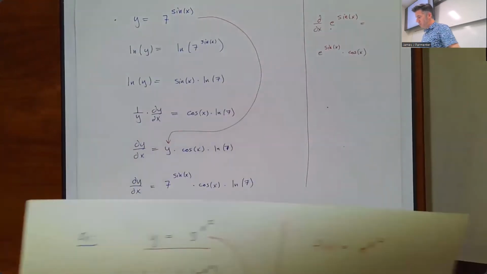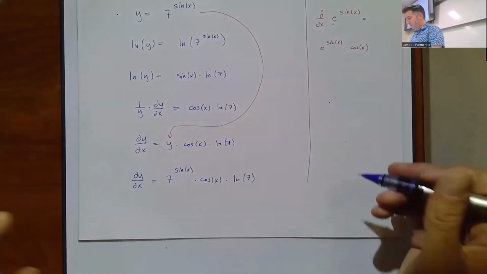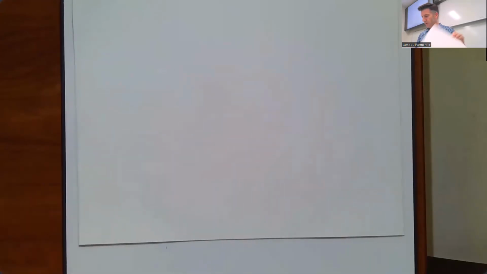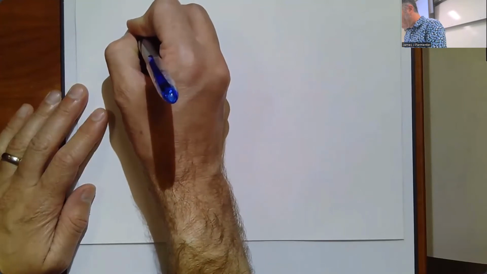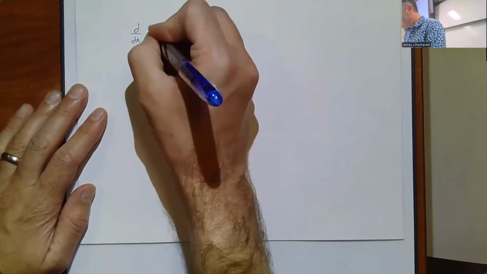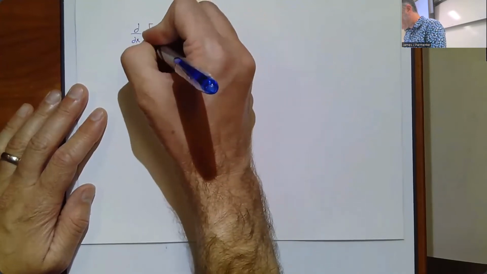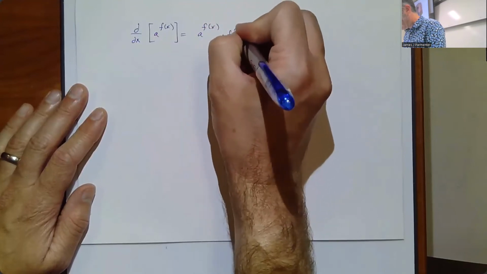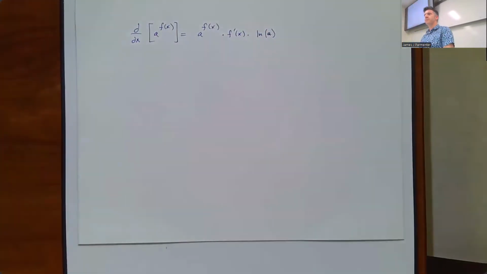So in general, if I have, say, I'm going to write this a couple different ways. If you have the derivative of a to the f of x, you're going to get a to the stuff times the derivative of the stuff times the natural log of your base. That is how it generally works.